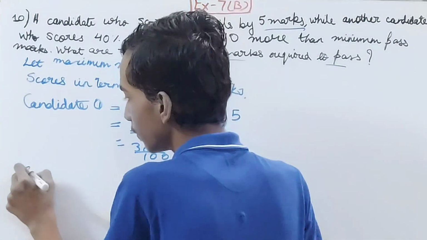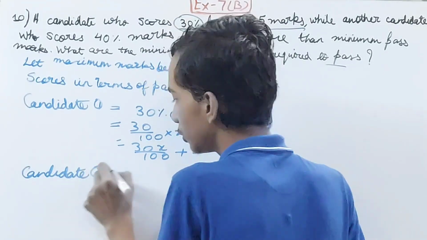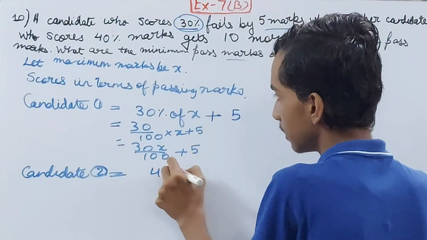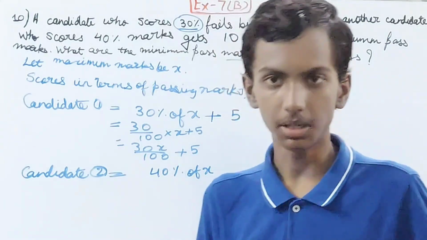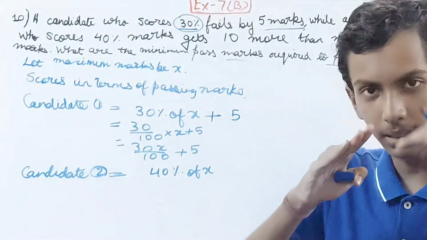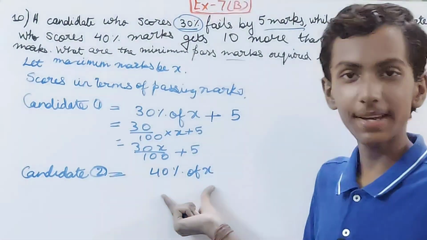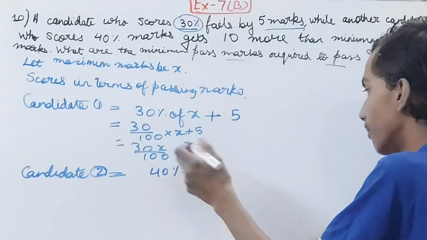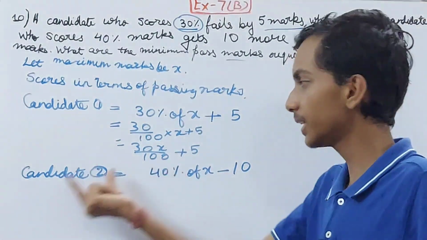Now candidate 2 also we will write down in terms of passing marks only. Look here, candidate 2, if he has to pass with the minimum marks, what will he do? He has scored 40%, that is very good, but 40% is 10 marks more than passing marks. We want the minimum mark, so he has to get to the minimum mark, and for that he has to reduce his marks. So 40% of X are his marks, 10 marks he is more ahead of minimum passing marks, so he will come down, he will subtract 10 marks. This is representing the minimum marks for this candidate too.